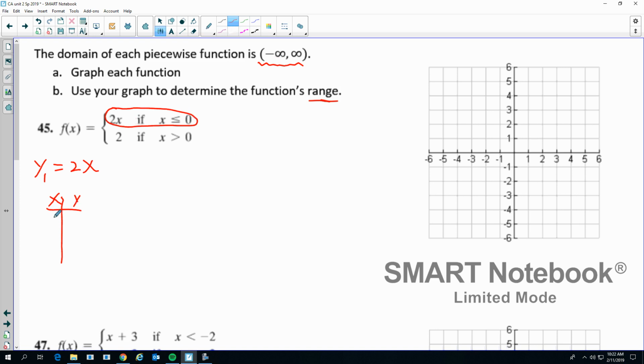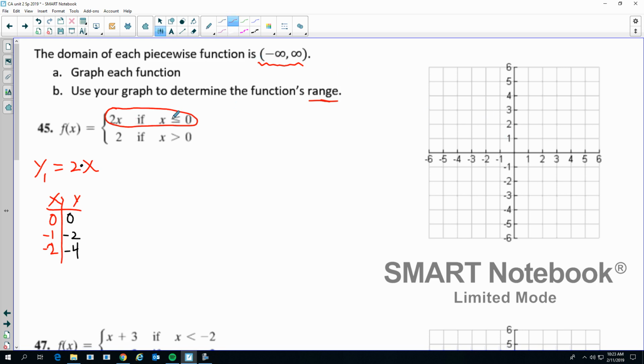So we're going to start with 0, and then just pick a couple values less than or equal to 0, like -1, -2. We could keep going if we wanted to, but that's fine. We're going to plug it in here and multiply our x value by 2. So 0 times 2 is 0. 2 times -1 would give us -2. And then 2 times -2 would give us -4. So I'm going to go ahead and plot these points. So (0, 0) is included.